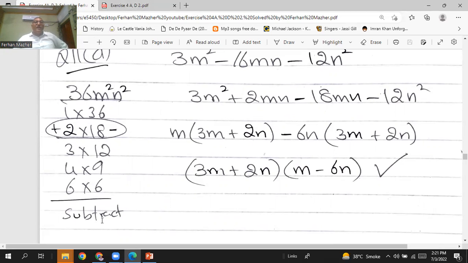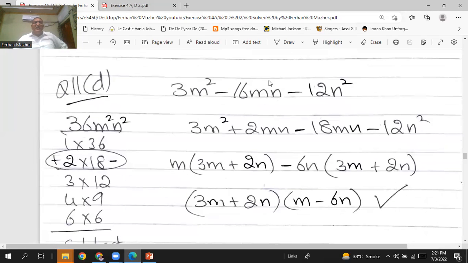So I will write here subtract. I will choose that pair which by subtraction will give me minus 16. So 2 and 18 is that pair because you want minus 16. With the larger number, we put a negative sign, and with the smaller number, we put a positive sign. So I will do the midterm breaking: 3m square plus 2mn minus 18mn minus 12n square.